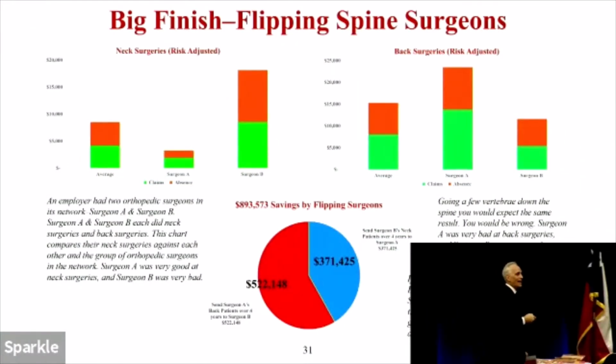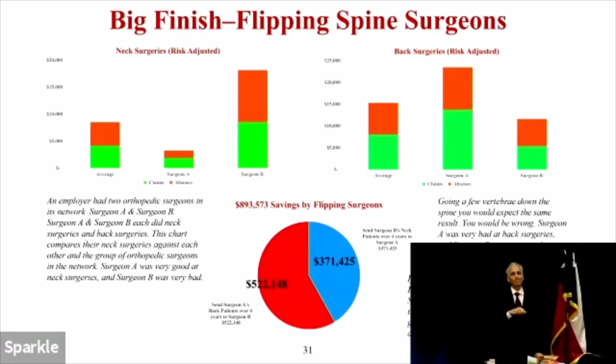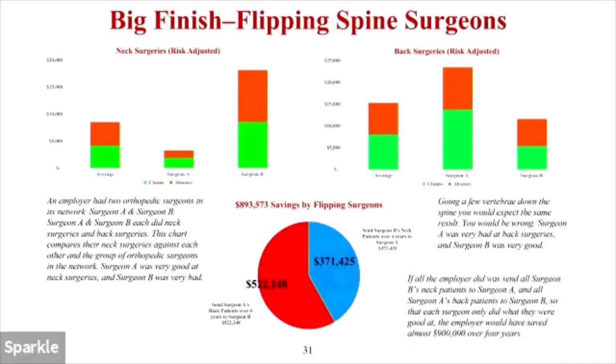Save the best one for last. This is a real example. This was an employer's data up in the Northeast, large employer, and they had a network of surgeons. And they had 2 surgeons, these were orthopedic surgeons, Surgeon A and Surgeon B, that did a lot of their surgeries, high volume surgeons. And we compared Surgeon A and Surgeon B against each other and the group average. And these were orthopedic surgeons that specialized in spine surgery, high volume.